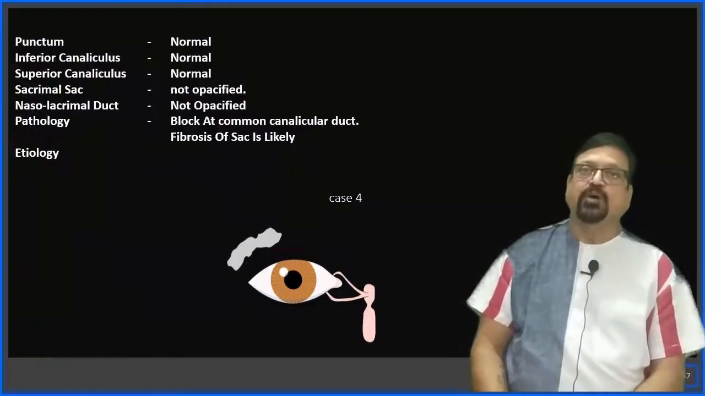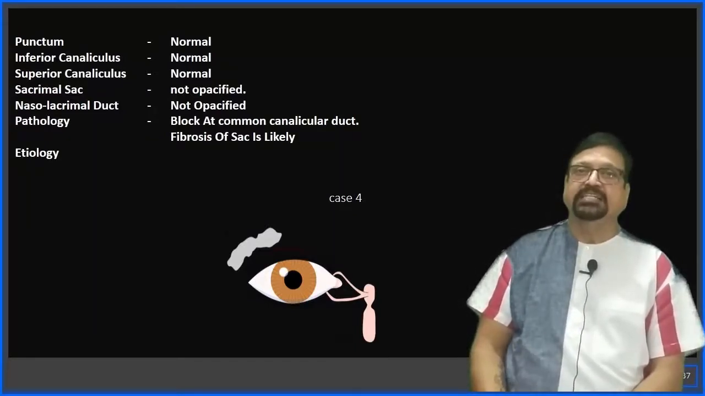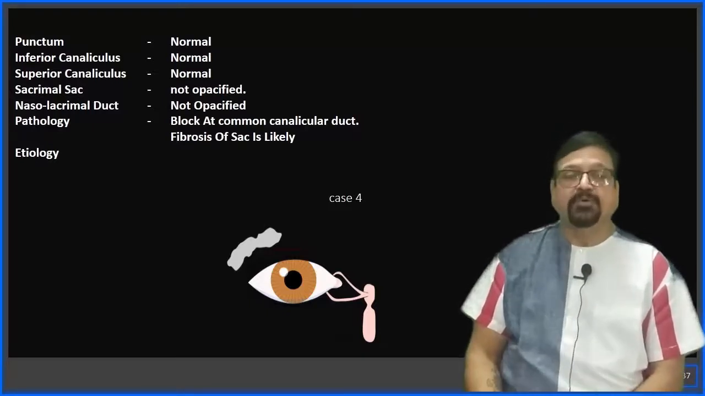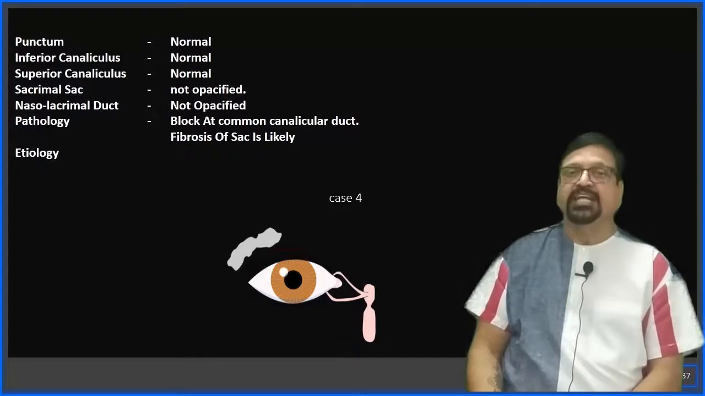Now punctum normal, inferior canaliculus normal, superior canaliculus normal, sac is not opacified. The nasolacrimal duct is not opacified. Pathology is blocked at the common canalicular duct. Fibrosis of the sac is another possibility. So the block can be because of fibrosis also, or it can be because of a stricture at the junction.